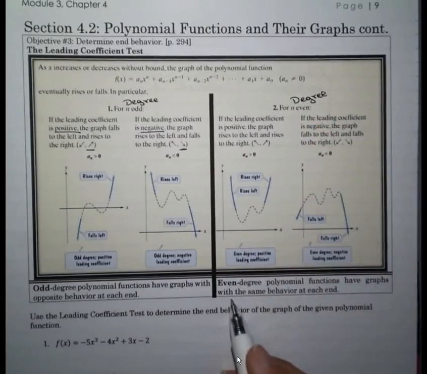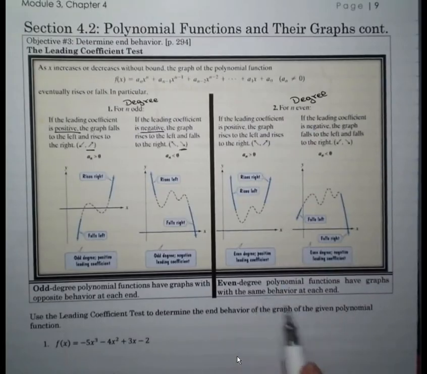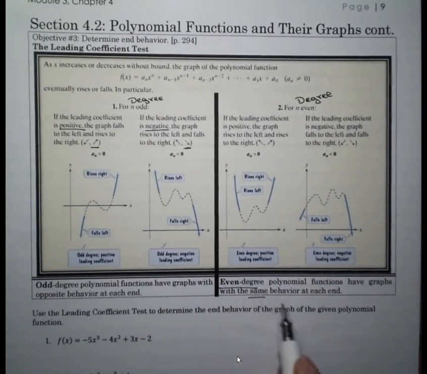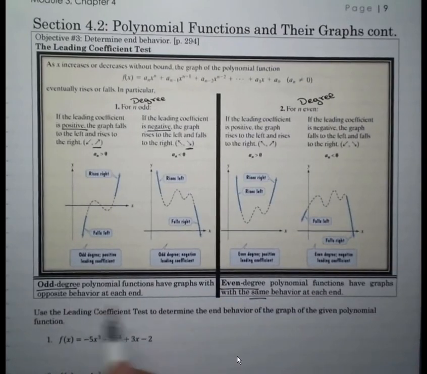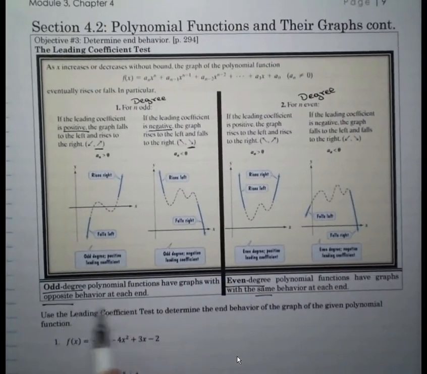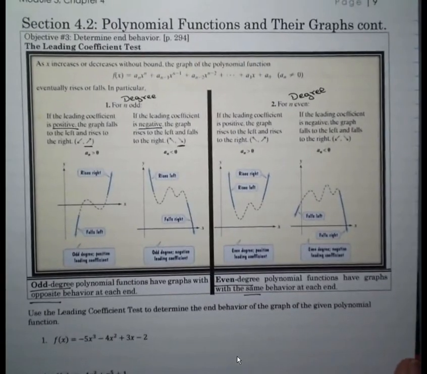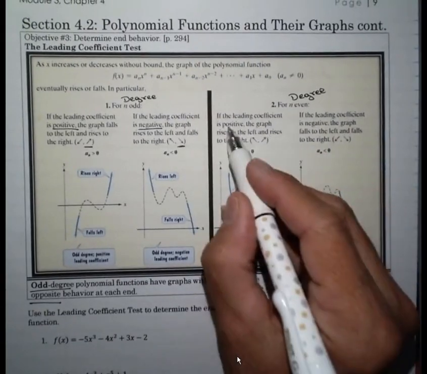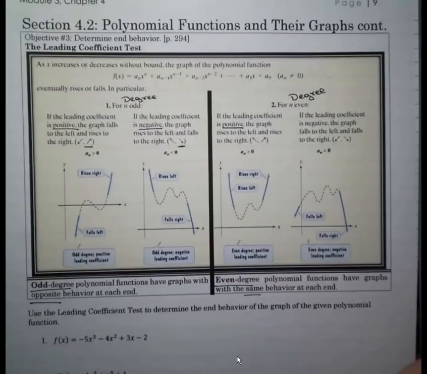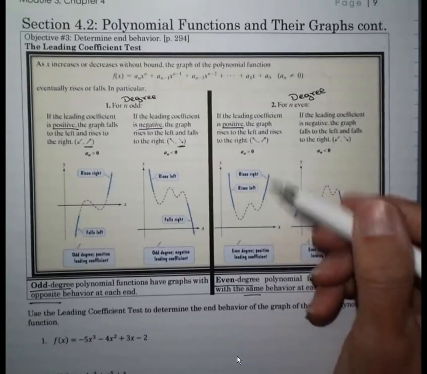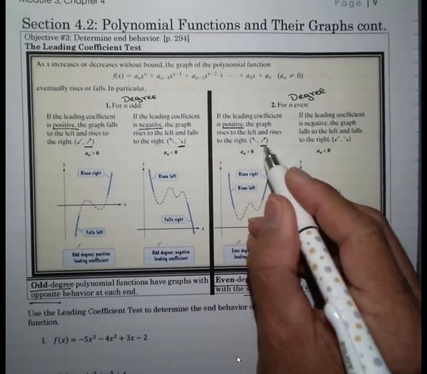Well, down here, as you can see, I've said, even degree polynomials have graphs with the same behavior at the end. Even degree, same behavior. Odd degree, opposite behavior at the end of the graph, okay? So what do we have with the end of the graph if the leading coefficient is positive? Well, the same thing. It goes up. End of the graph goes up.